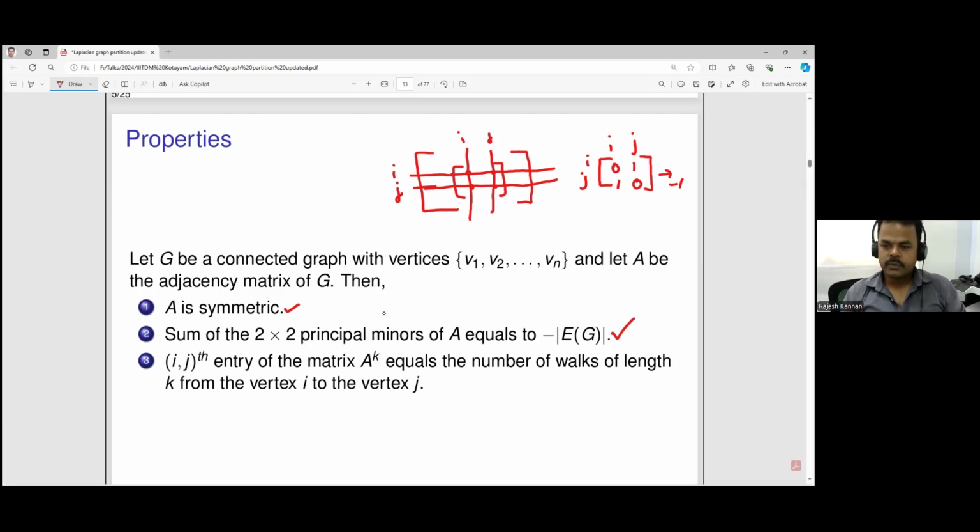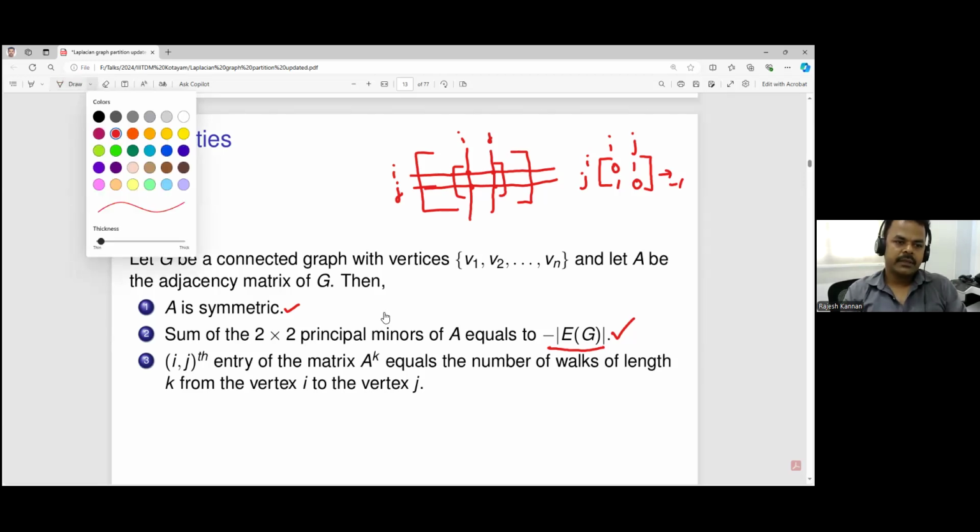In this sum, I get a -1. Hence, the sum of all 2 by 2 principal minors is equal to negative of the number of edges. Okay. So this is an interesting result. The reason to say this is an interesting result is one side of this result is about graphs, and the other side of the result is about the adjacency matrix. It's a proper result connects matrix theory and graph theory.